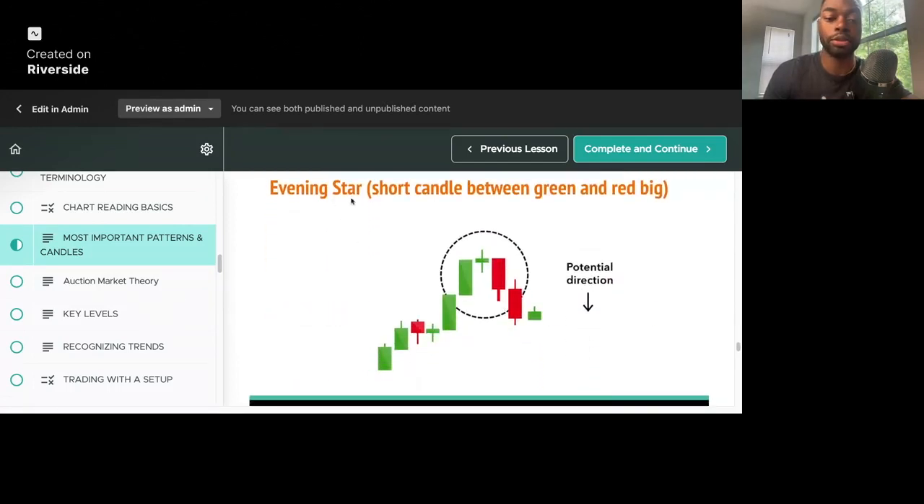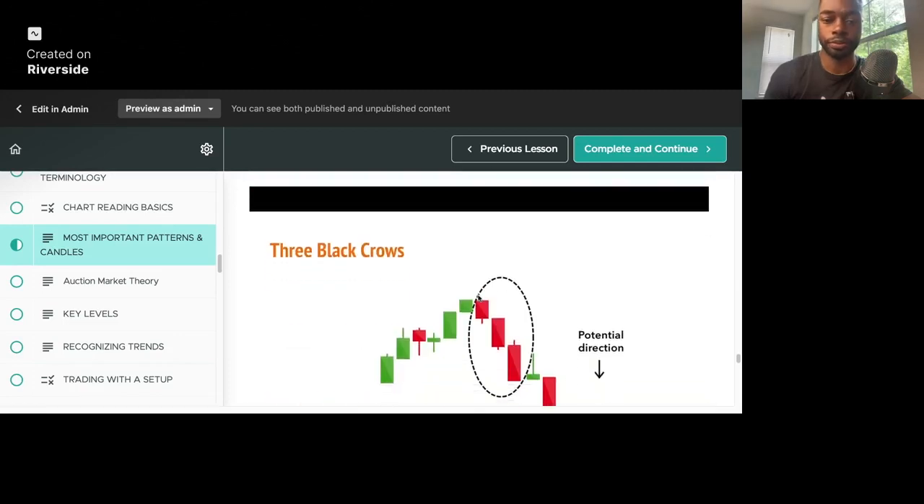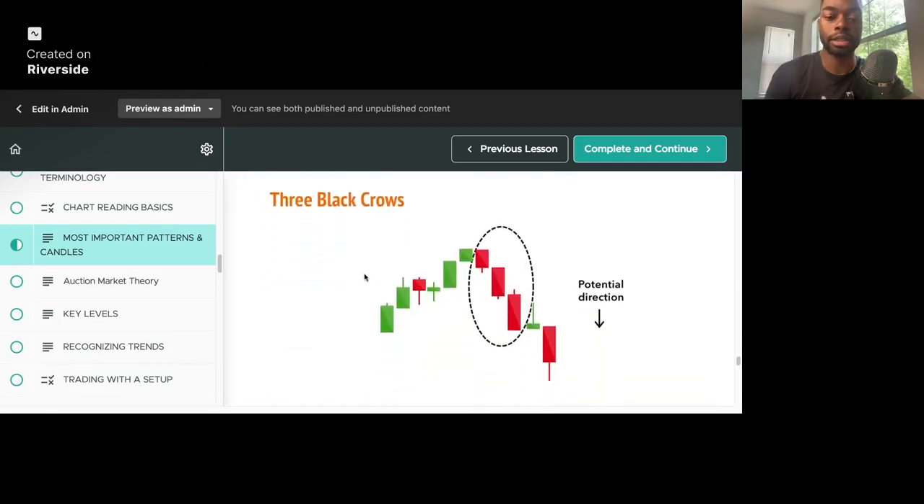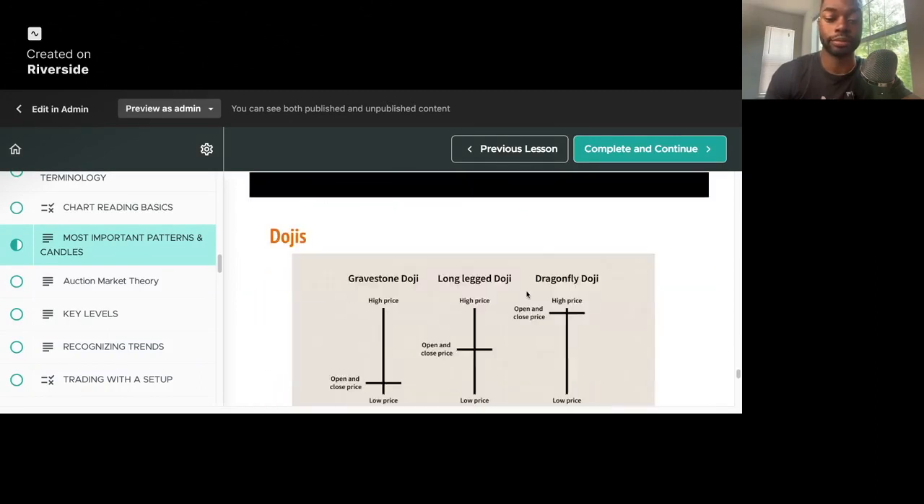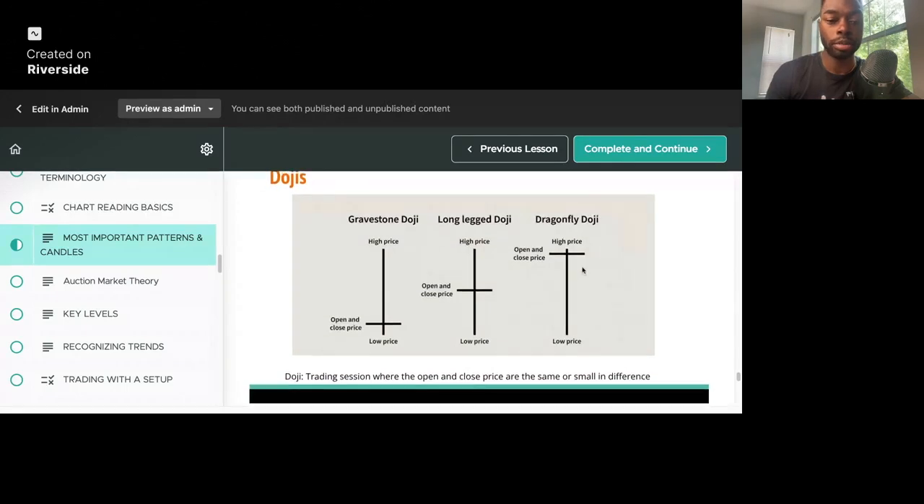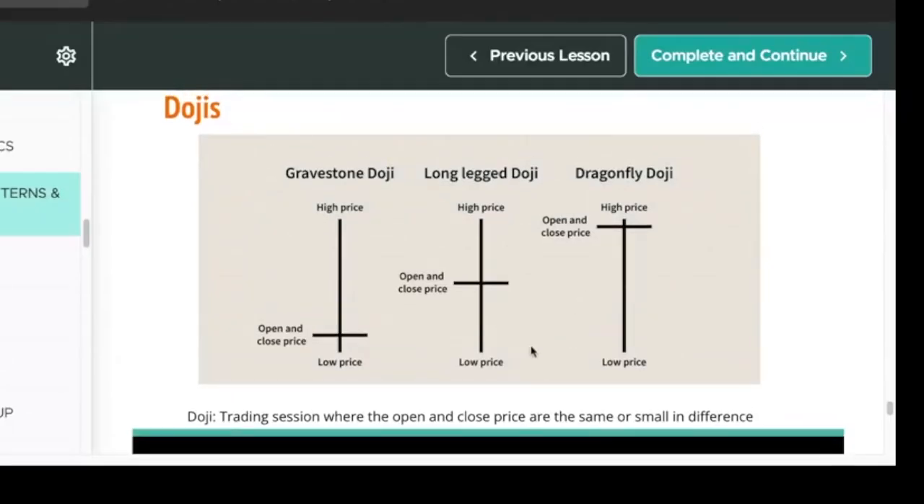Just like the morning star doji, you have an evening star doji. So at the top of an uptrend, you get a smaller bar here. It's a doji. And remember, dojis are where the wicks are larger than the actual size of the body of the candle. So the evening star doji is basically showing you that the potential direction is going down and that your buyers are probably going away because you're not getting these big green buy signals like before. And then three black crows is just like your bullish bars, your three white soldiers, but instead this is going to the downside.